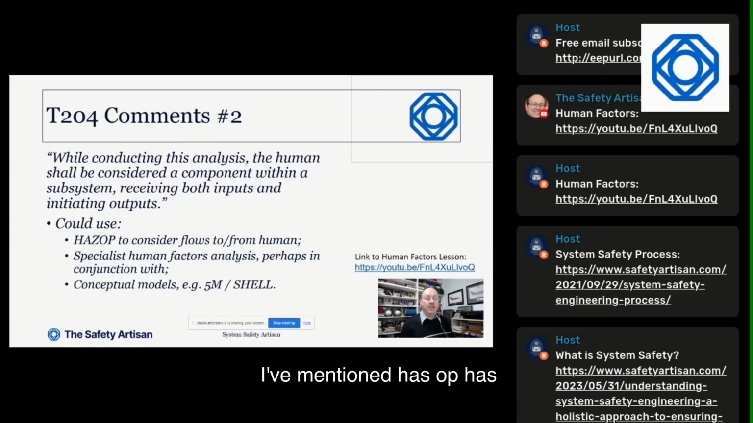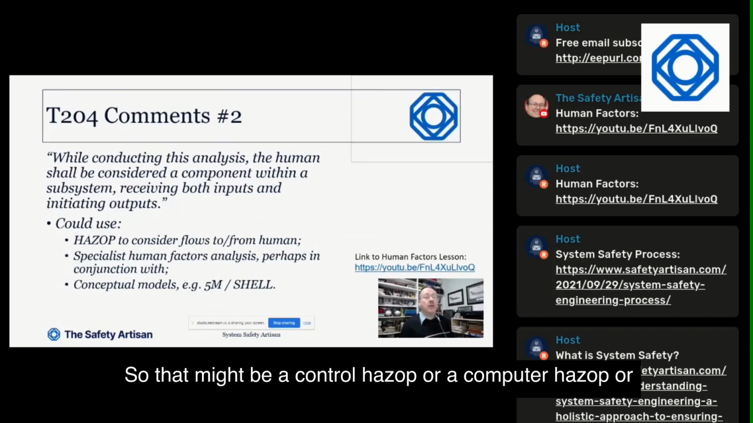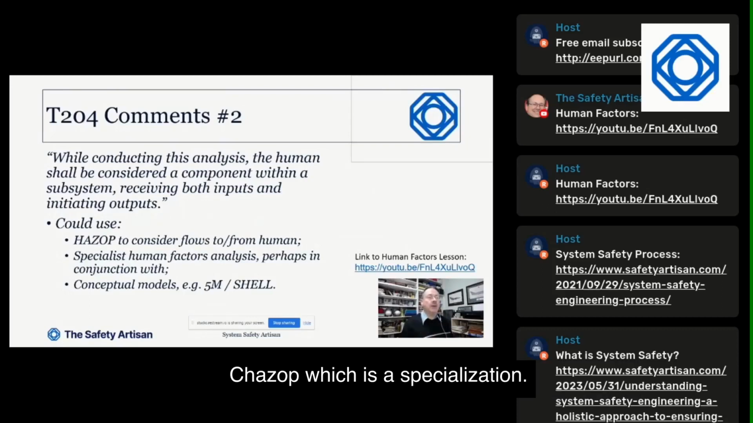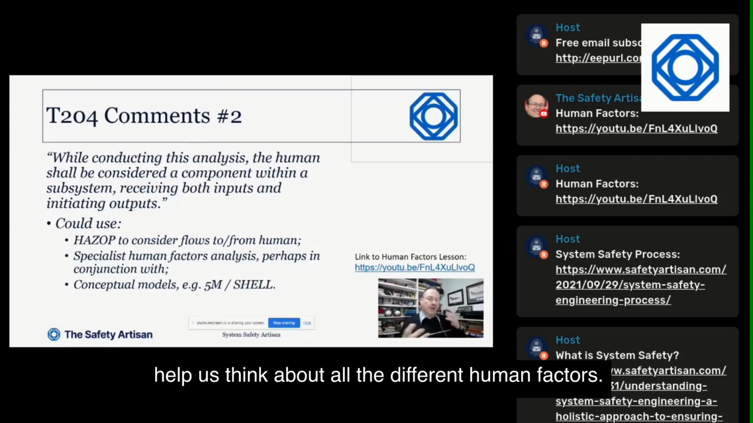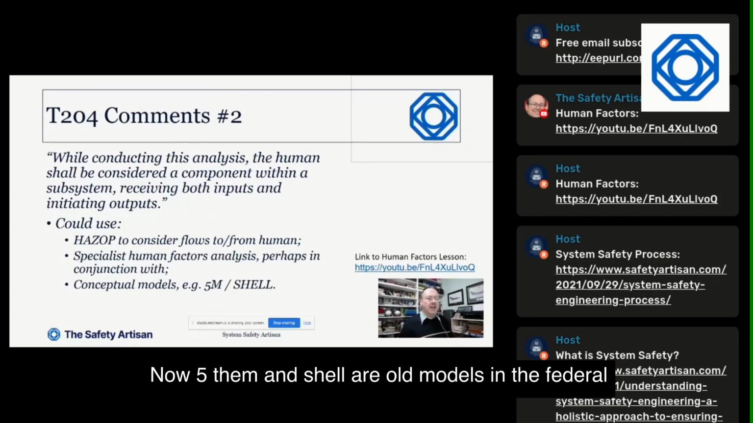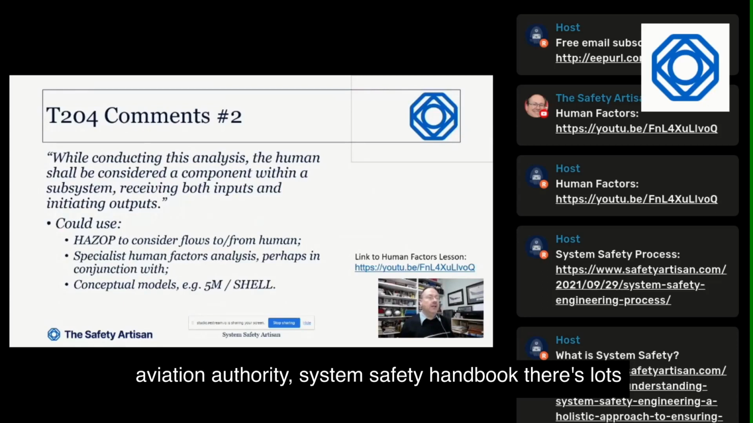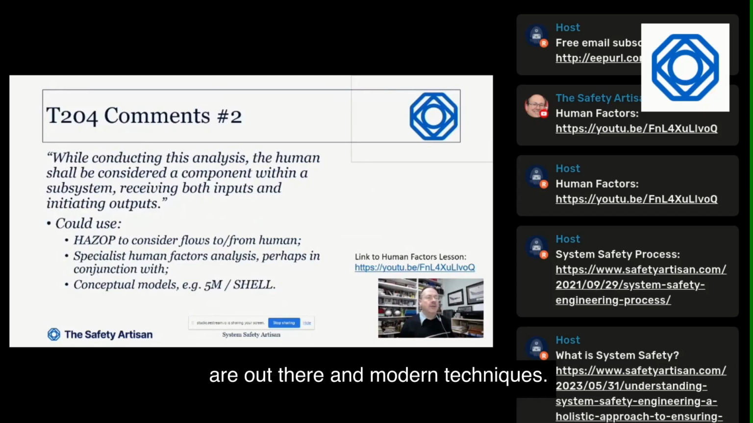I've mentioned HAZOP, hazard and operability analysis. So we could consider information flow to and from the human operator. So that might be a control HAZOP or a computer HAZOP, a CHAZOP, which is a specialization. And there are lots of specialist human factors analysis techniques. And we might use some different conceptual models to help us think about all the different human factors. Now, 5M and Shell are old models in the Federal Aviation Authority System Safety Handbook. There's lots more modern models that are out there and modern techniques.